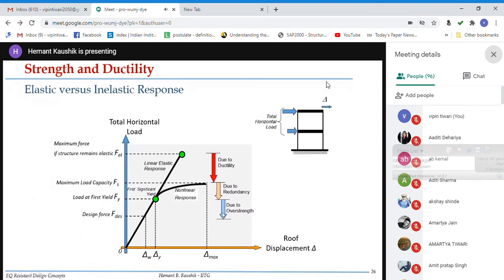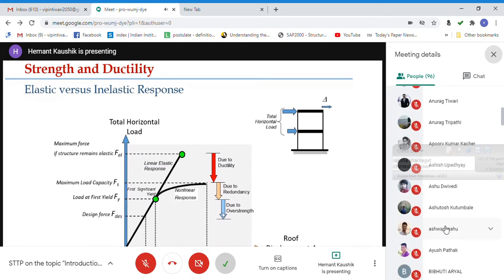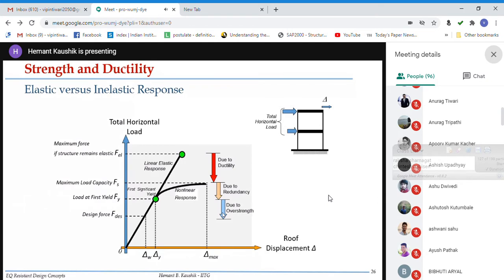Then you have overstrength. Overstrength means if you have, let us say, tested concrete cubes in the lab, you design the structures for fck, right? But fck is not the actual strength of the concrete. What is the actual strength? It is a target strength, and it is much more than this fck. Similarly, when you test a steel reinforcing bar in the lab, it is not 415 MPa, right? For Fe 415, the strength is not 415, but it is much larger than that. So we have certain overstrength of the material.